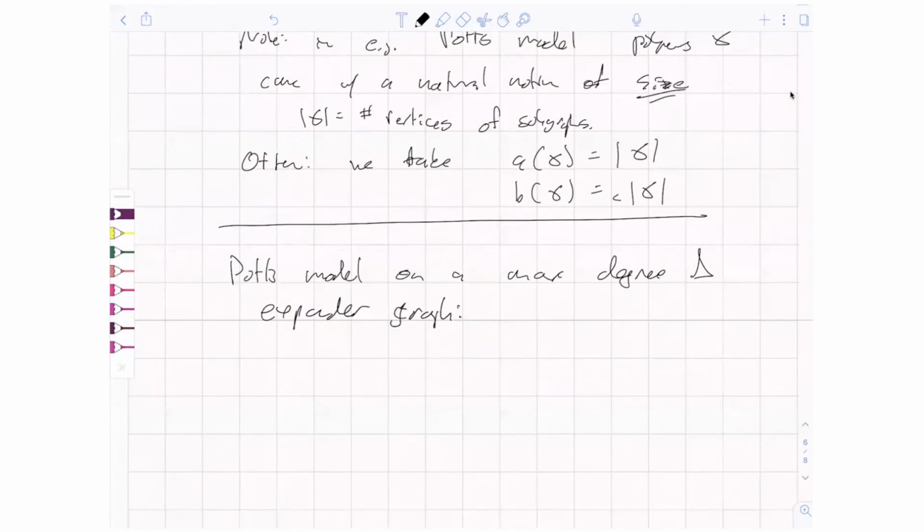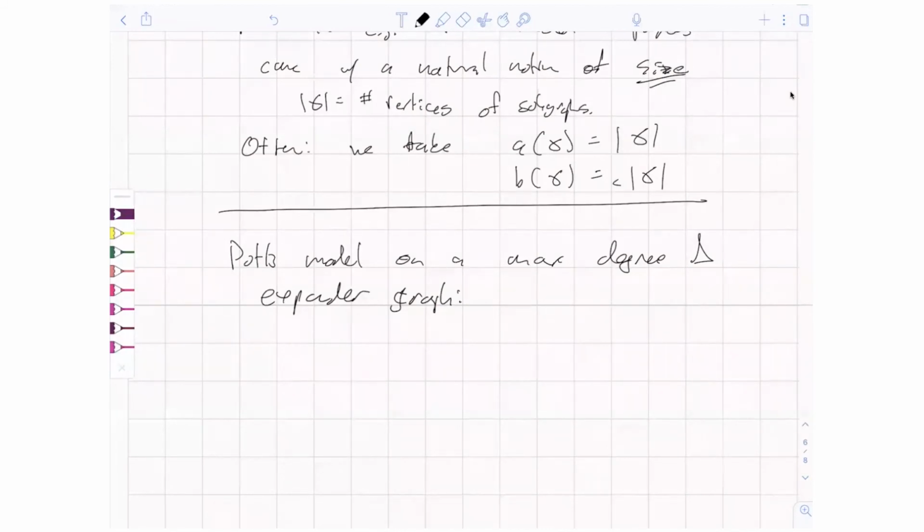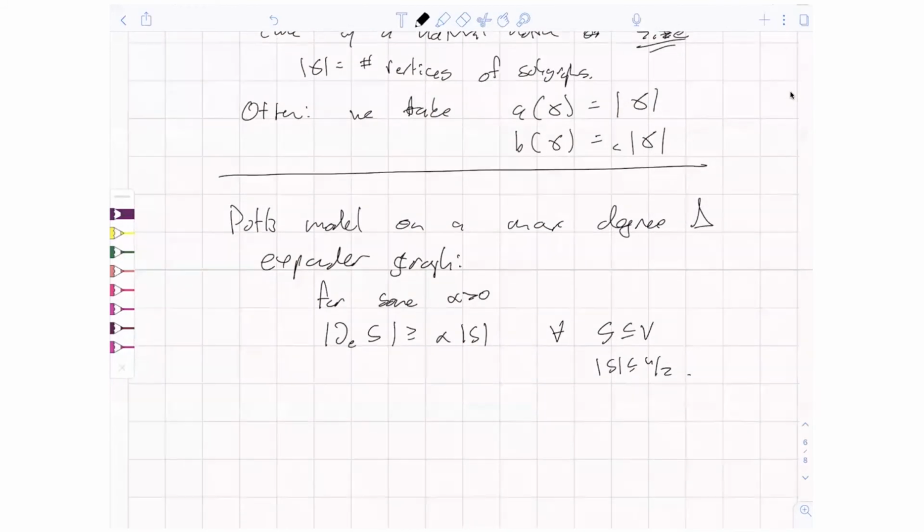And so here I'm going to talk about edge expansion. And so the condition that it will satisfy will be: for some alpha greater than 0, the number of edges that go out of a set S is at least alpha times the size of the set S for all subsets S of size at most half the graph. Okay, so this is some edge expansion condition. A set of 100 vertices has at least alpha times 100 edges going out. Okay, and this will help us verify the Kotecký–Preiss condition.